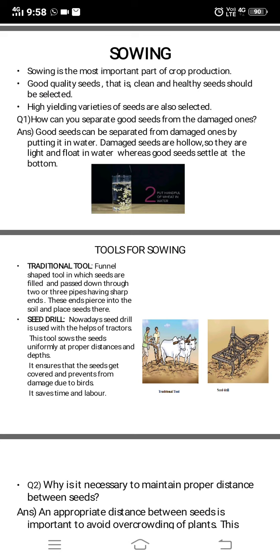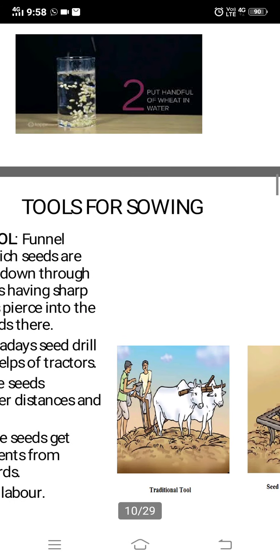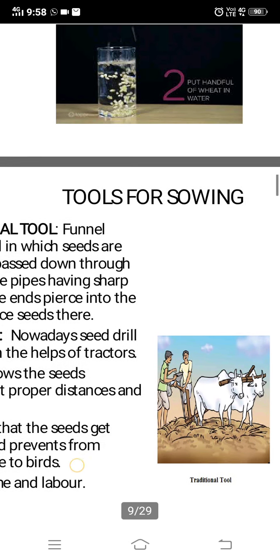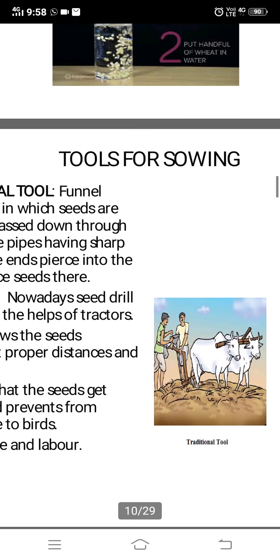Now what are the tools that are used for sowing? Traditional tool and the seed drill. Traditional tool, you can see here. You can see the farmer putting seeds in a funnel shaped structure, and when the seeds are put, they will go through 2 or 3 pipes, and the ends of the pipes will pierce into the soil.